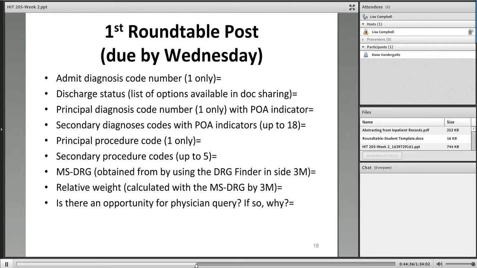So for principal diagnosis code number, we only list one, with a POA indicator. Well, what's a POA indicator? That was also covered in Chapter 3 of your textbook. In your physical coding guidelines, if you go over to page 105, again, as I mentioned last week, I'm going to be talking from the physical copy. On 105 of the guidelines, you have Appendix 1, which focuses on the present on admission reporting guidelines. Okay, so that's very, very important to know.